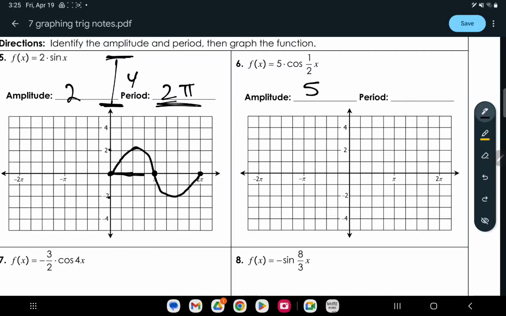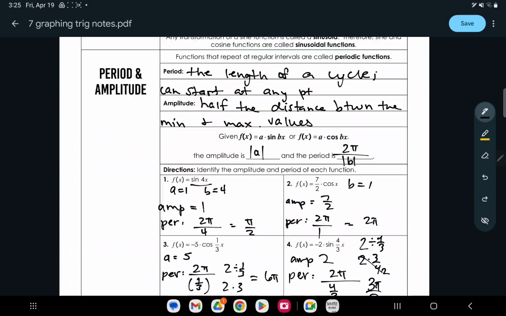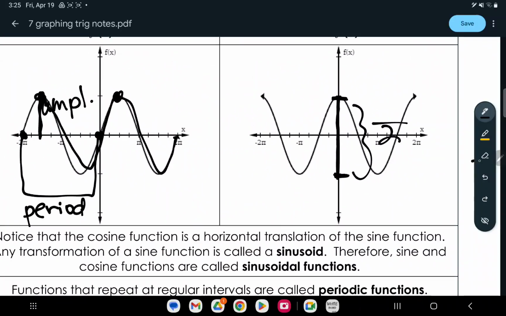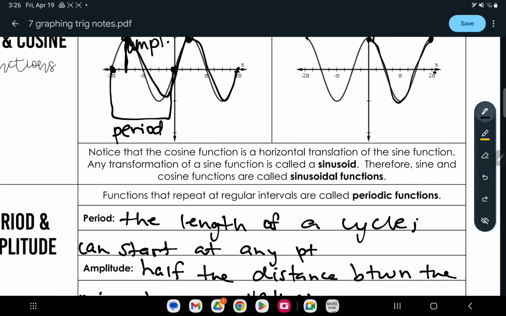Amplitude is 5. Period is 2 pi over B. So really that's 4 pi. So because I'm only given 2 pi, the 2 pi is like my halfway point. So cosine, let me go back and look at cosine, because I know sine better than I know cosine. All right. So notice cosine starts here at 1. It's down, up, and it's up at 2 pi, whereas sine is down at 2 pi.